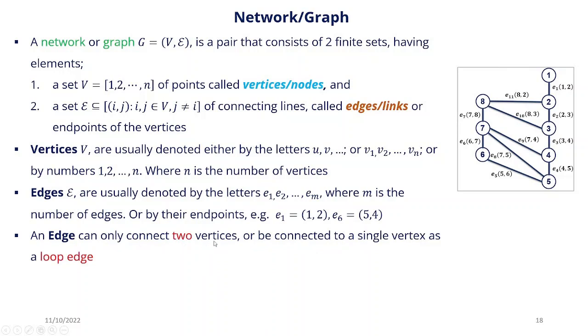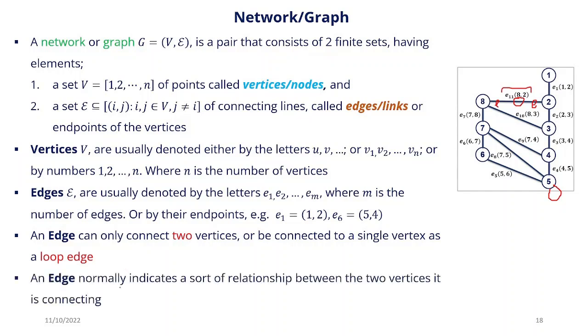An edge can only connect 2 vertices. So when we say that one edge cannot connect more than 2 vertices, if there was a vertex between 8 and 2, then this edge no longer exists. Rather, there should be an edge here and there should be another edge here. Or it can be connected to a single vertex as a loop edge. So you can actually have an edge that goes like this. This is very straightforward. It's like you have a path that goes around and takes you back to the place where you started. We call that a loop edge.